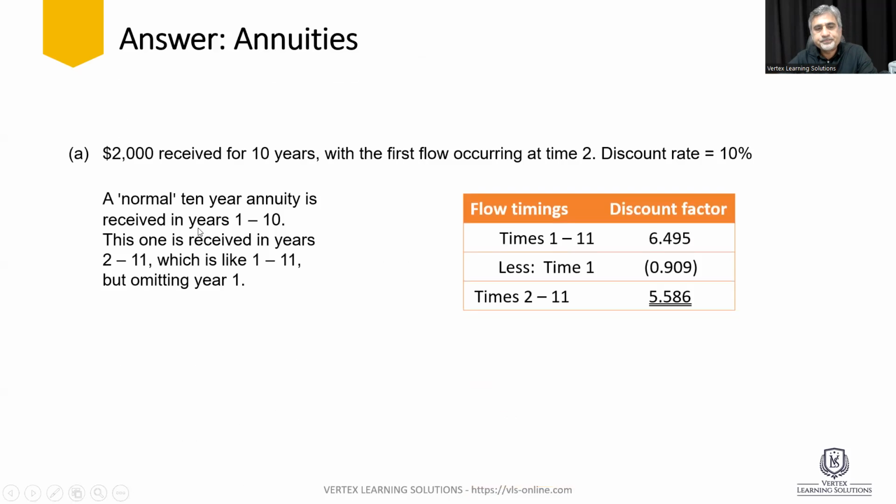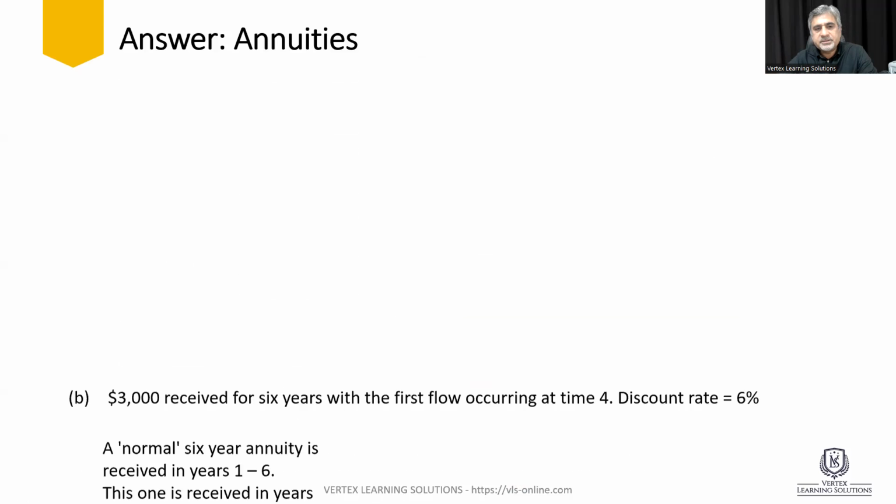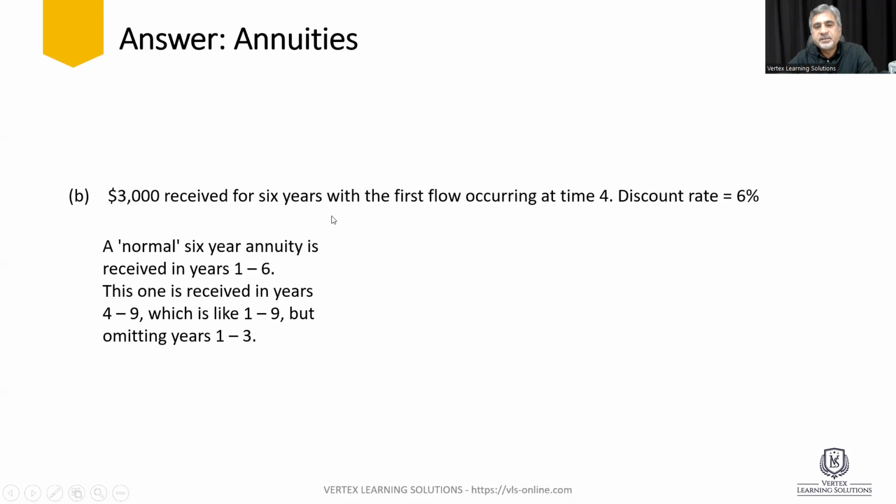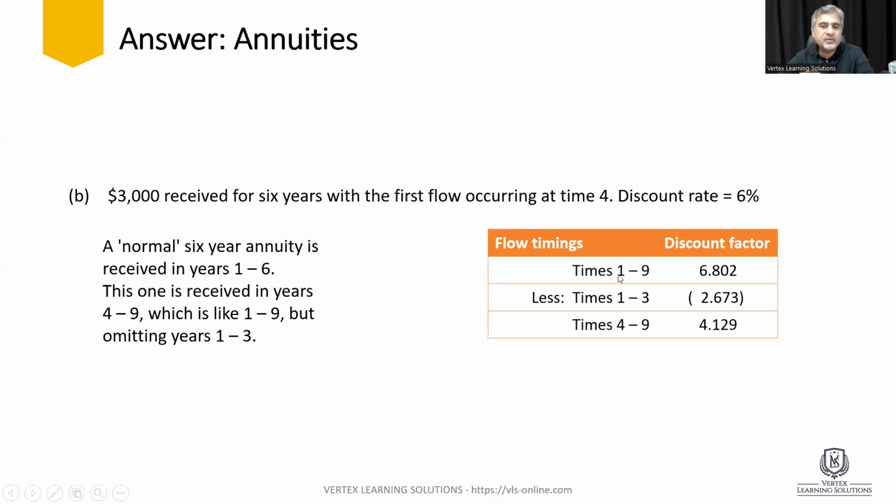It says that 3,000 received for 6 years, with the first flow occurring at time 4, discount rate is 6%. A normal 6-year annuity is 1 to 6, from year 1 to year 6. But this one is received from year 4 to year 9. So when you take this annuity factor, you will take 1 to 9 years. So 6.802, this 6.802, would appear in front of the 9th year.